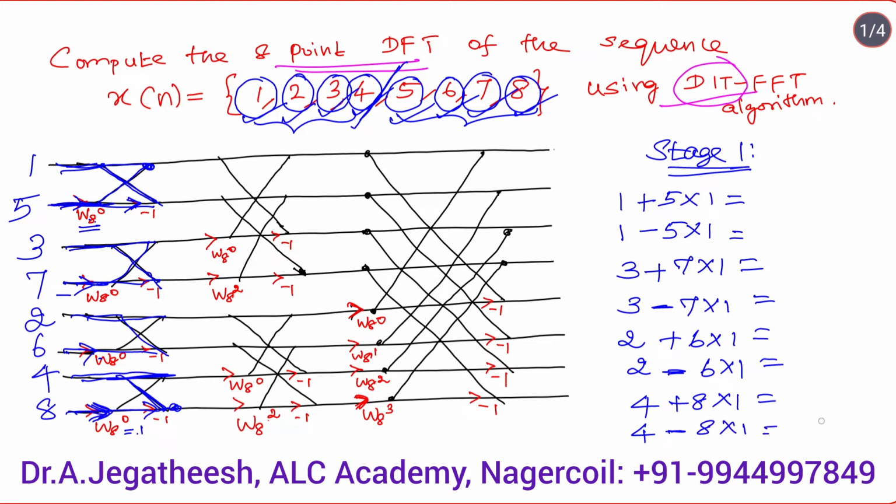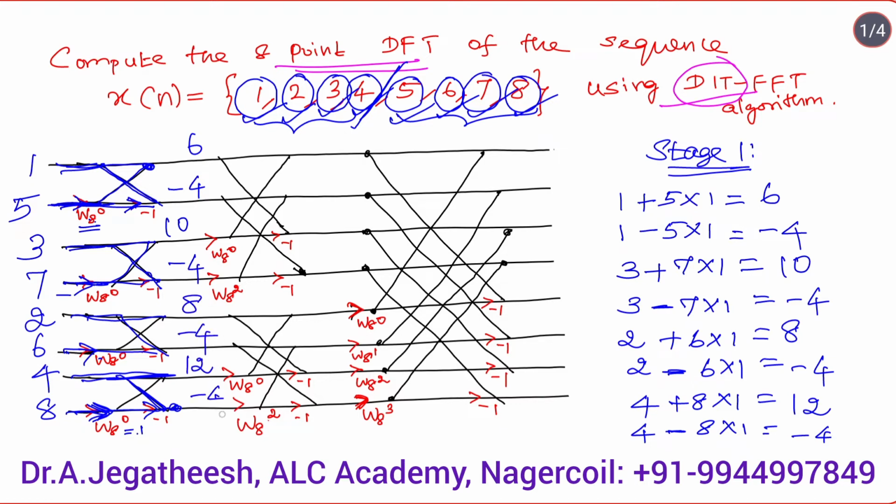Now we can calculate 1 plus 5 into 1 is 6. This is minus 4. This is 10. This is minus 4. This is 8. This is minus 4. This is 12. This is minus 4. We can write these terms here. 6 minus 4. 10 minus 4. 8 minus 4. 12 minus 4.